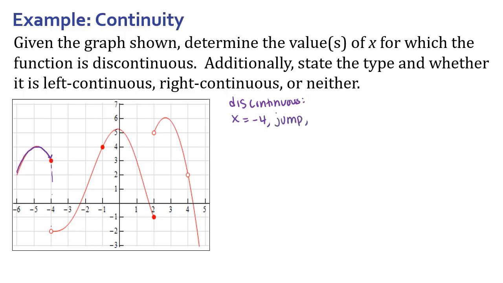And let's see, is it left continuous, right continuous, or neither? So here, as we're approaching -4 from the left, it actually equals what the function is at -4. So the limit as I'm approaching it from the left-hand side is 3. The function is 3 at f of -4 because there's that closed circle there. So we'd say that this is left continuous.